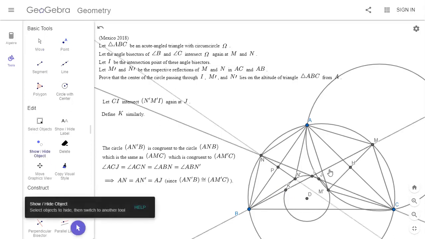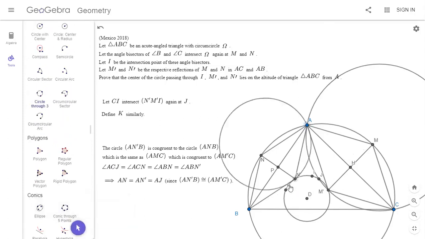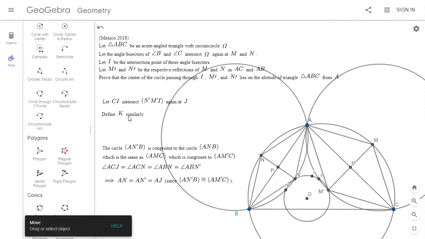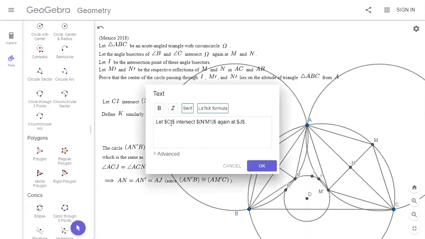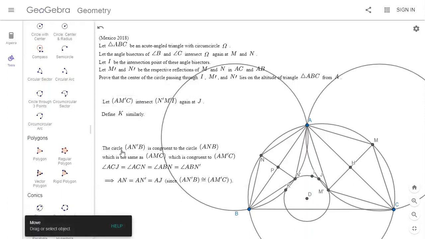So you're defining K this way also, right? Yes. Okay, so these circles are the same size. And then from there, we know that AN' is equal to AJ, right? Yeah, we didn't need... okay, so let the circumcircle AN'C meet IMN at J, like that, and then define K similarly, and then everything else still applies, right?